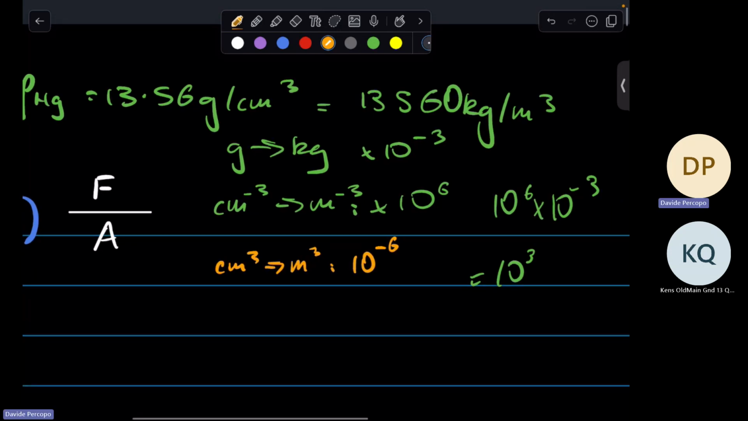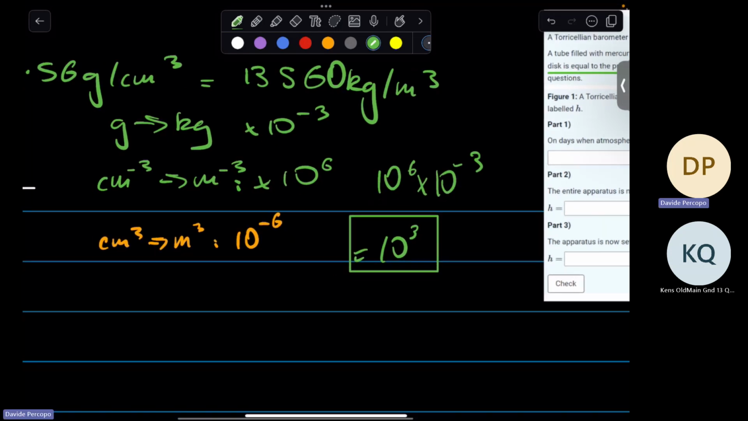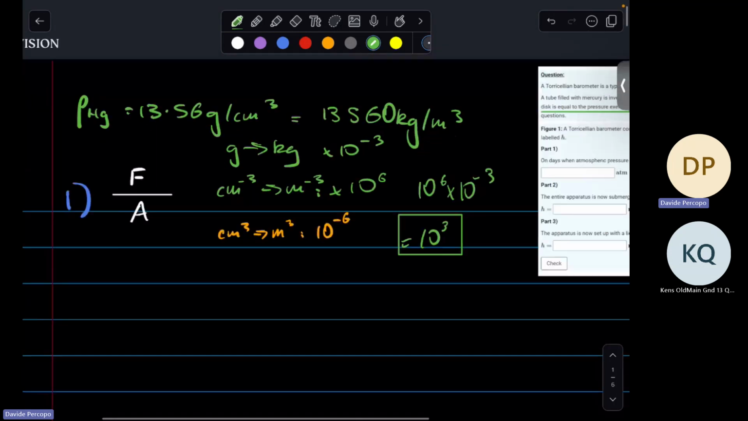That's just because in the first part, grams to kilograms, I'm doing times 10 to the negative 3. And then the second part, I also have to convert centimeters cubed to meters cubed, so I have to do times 10 to the negative 6. If I have a number, say 1, and I do times 10 to the negative 3, and then I times it again by 10 to the negative 6, I get 1 times 10 to the negative 3. Is that making sense?